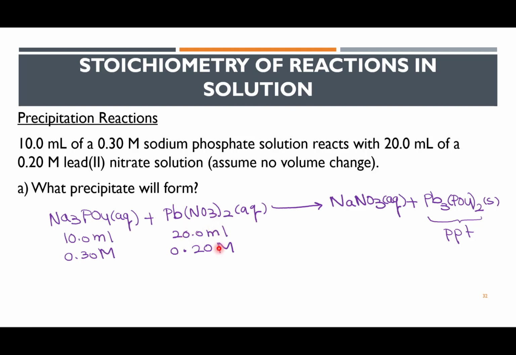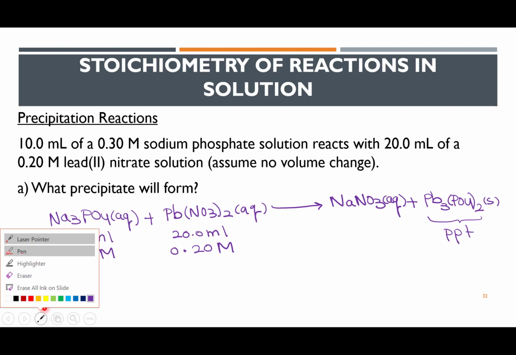You use the volume and concentration to find the moles of lead(II) nitrate. Then you convert the moles of lead(II) nitrate to the moles of lead(II) phosphate, and then to the mass. The reactant that produces the least amount of the precipitate is your limiting reactant, and that mass will be the mass of your precipitate. But before we move on, we have to balance this reaction. That's important to do.